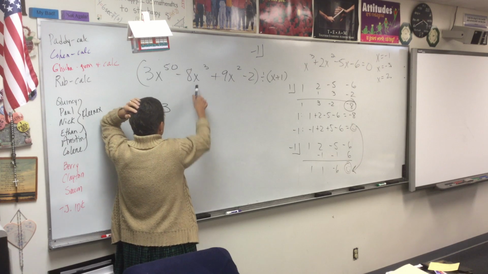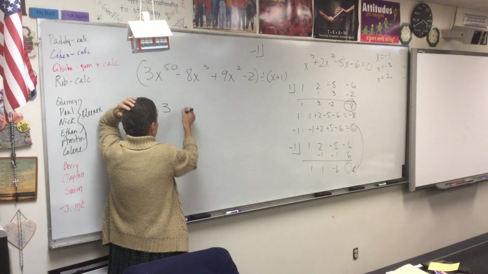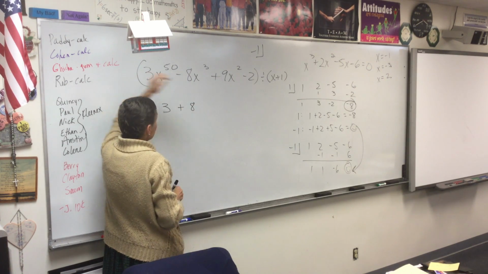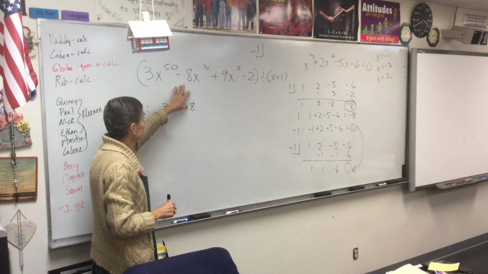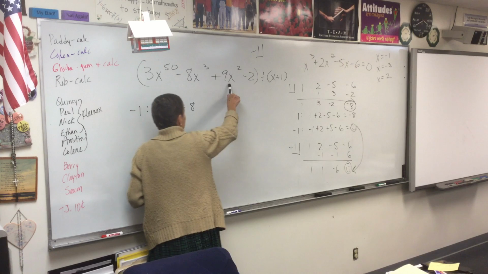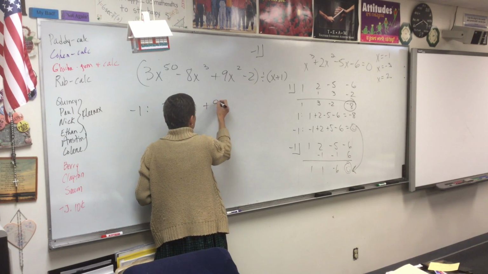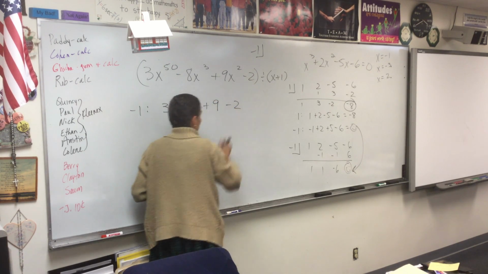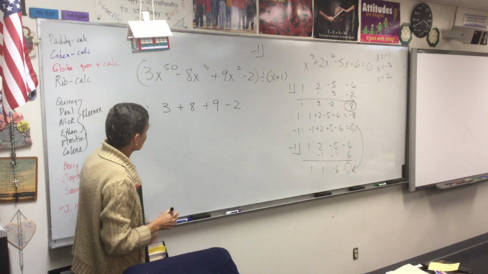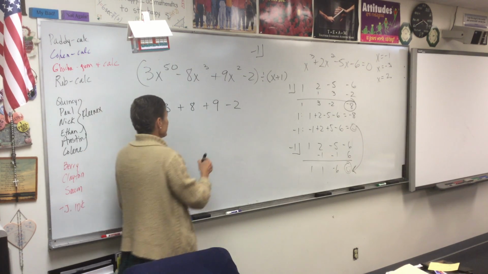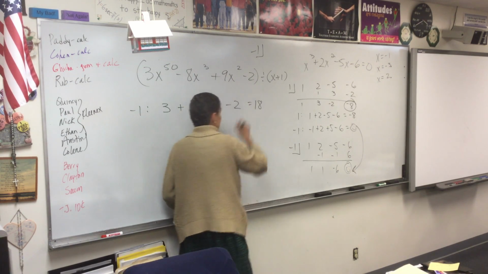All right, what's going to happen here? It'd be plus 8, because negative 1 cubed is negative times negative. What's this one going to be? Plus 9, and of course minus 2. So what is that? 18. The answer to the question is 18.